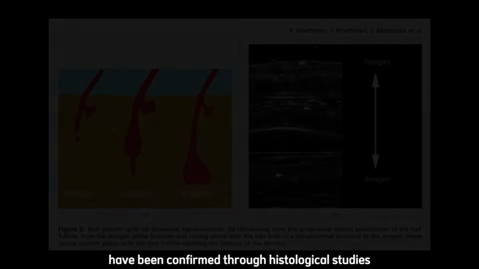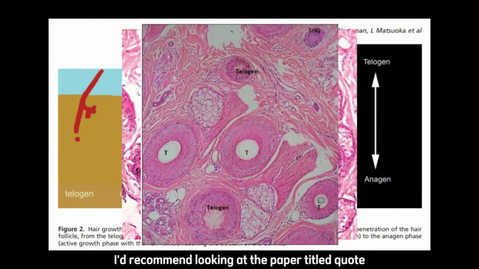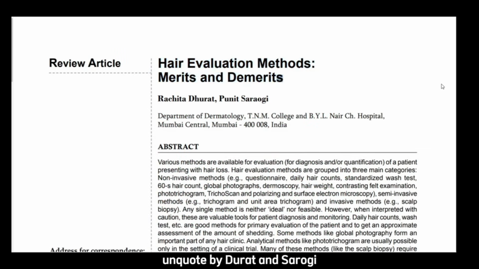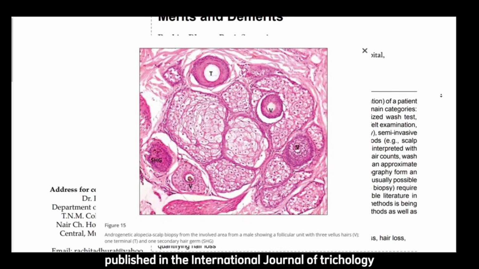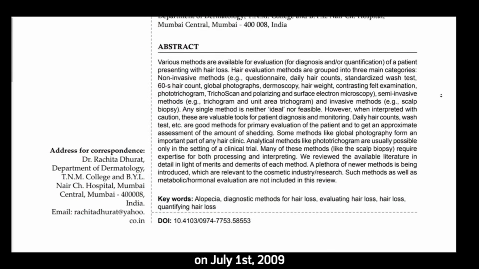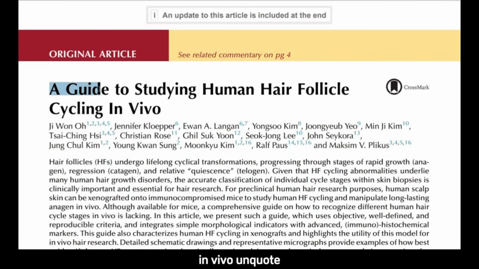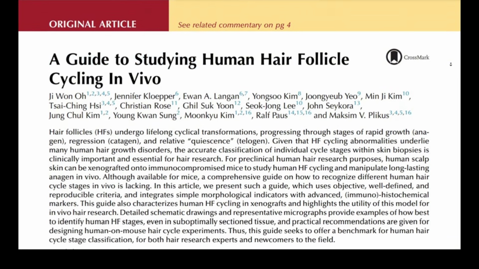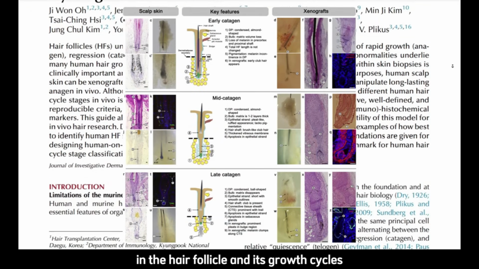And these patterns have been confirmed through histological studies and biopsies, which provide a detailed view of hair follicle dynamics. I'd recommend looking at the paper titled, quote, Hair Evaluation Methods, Merits and Demerits, unquote, by Durat and Saraogi, published in the International Journal of Trichology on July 1st, 2009. Another study to look at would be titled, quote, A Guide to Studying Human Hair Follicle Cycling in Vivo, unquote, published in the Journal of Investigative Dermatology by Ji-Won Ho et al., where here we can get more highlights on some very technical occurrences in the hair follicle and its growth cycles.